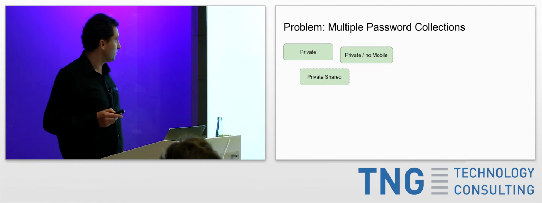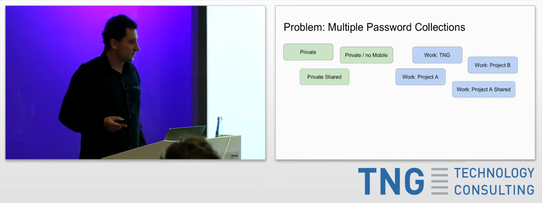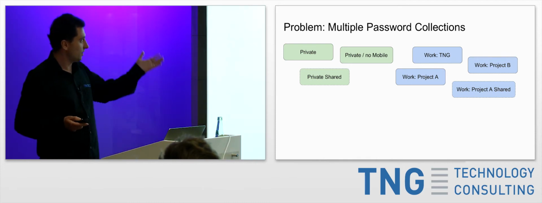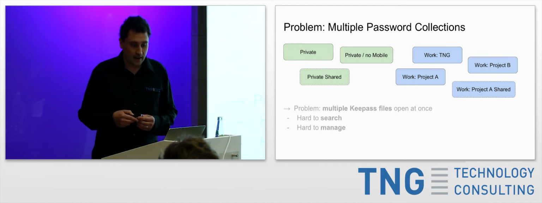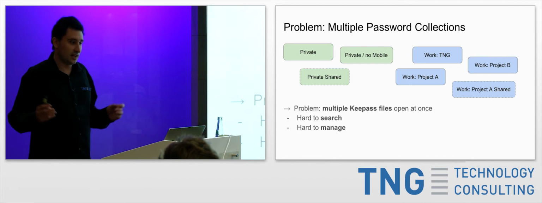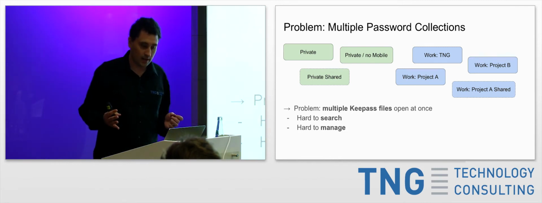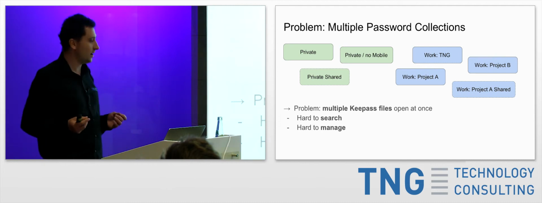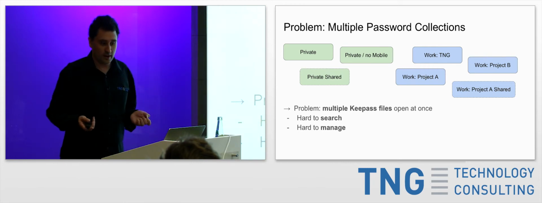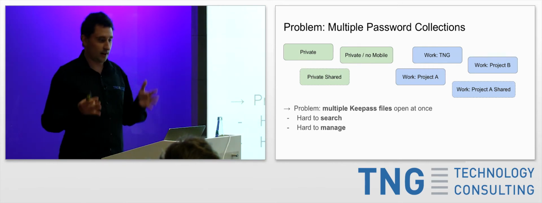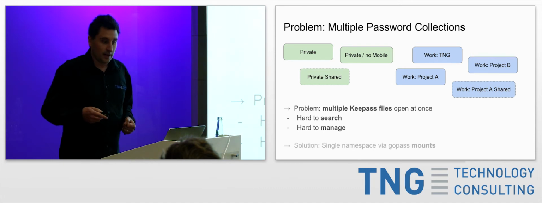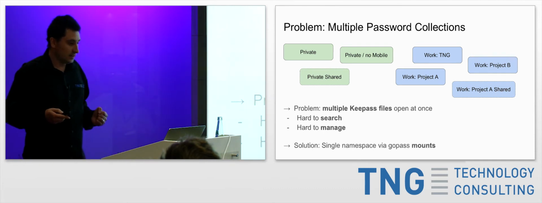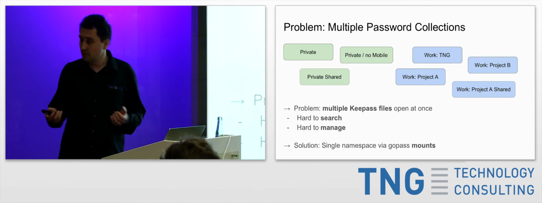I have shared passwords, then I have passwords which are related to my employer, which don't change. I have project-specific passwords, and maybe even in the project we have shared passwords. And that's pretty tedious, because if you really want to separate that cleanly, you have multiple files open at the same time. It's hard to search because you first have to figure out which file you need to use. And it's also a bit hard to manage, because if you store a secret, you need to first figure out in which file you want to store it. If you want to move it, it's quite hard. You have to do a lot of copy and paste. The solution that gopass provides here are mounts, and we will show that later.